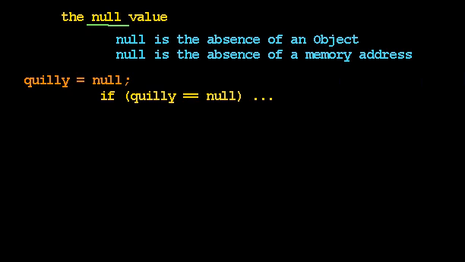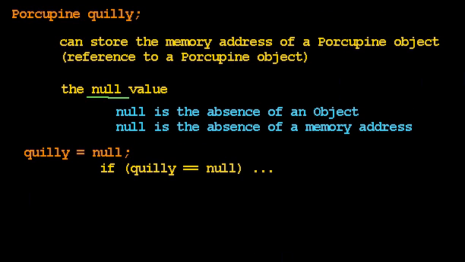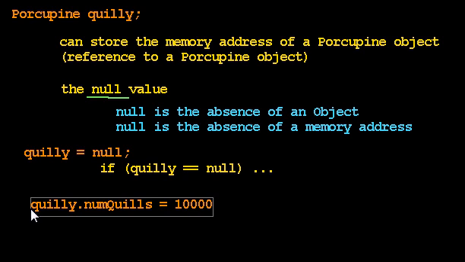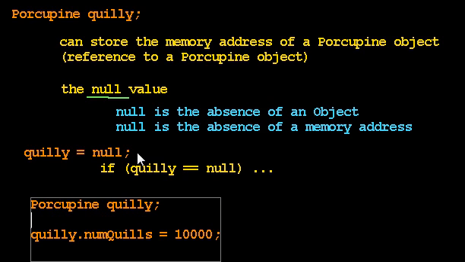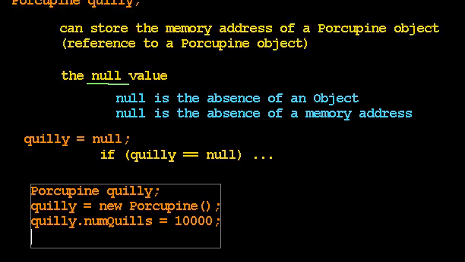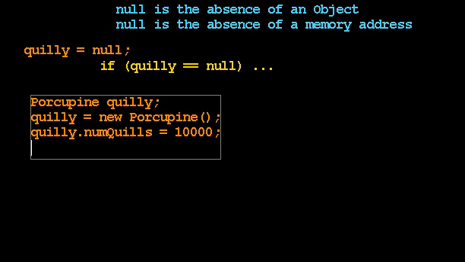So we could write quilly.numQuills, and that should tell me how many quills are in it, right? So we could say quilly should have 10,000 quills. Actually, let's work through a complete example. So I'm going to make my porcupine variable. I'm going to make quilly refer to a new porcupine object, and in it I will store the number 10,000, which is the number of quills my porcupine has.